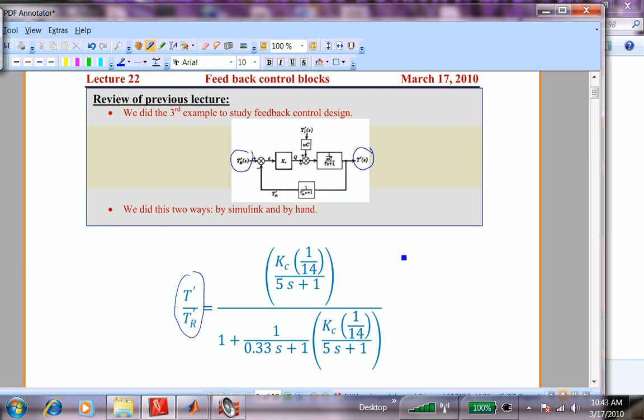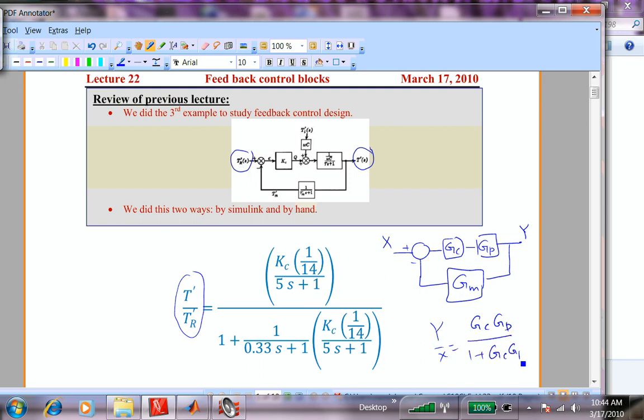For example, let me just give you an example, slightly different from what I've done. If I have GC, GP, and then GM, and this is y and this is x, and here you have plus minus the feedback, then what is the relationship between y and x? You should be able to do the algebraic process that we did in the last lecture, but in structures like this, by simply looking at it, you should also be able to write down simply GC times GP divided by 1 plus GC, GP, GM.